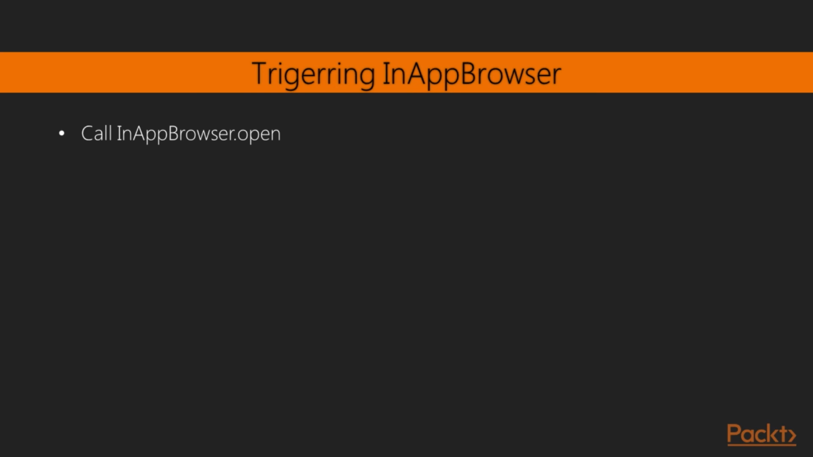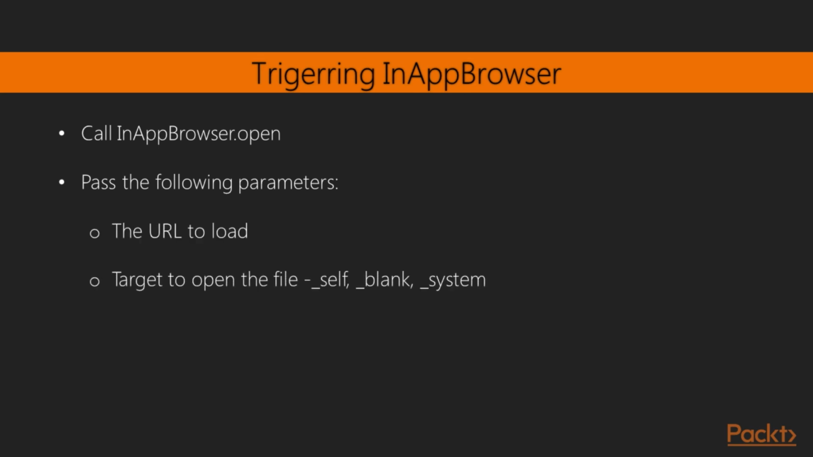To trigger in-app browser, you just need to call inappbrowser.open and pass the following three parameters. 1. The URL to load. 2. The target to open the URL. There are three options only: self, blank, and system. Self will overwrite your current Ionic app, thus you should never need to use this option. Blank is typically what you want because it leaves you a way to come back to your app. Finally, system opens a separate browser outside the app.